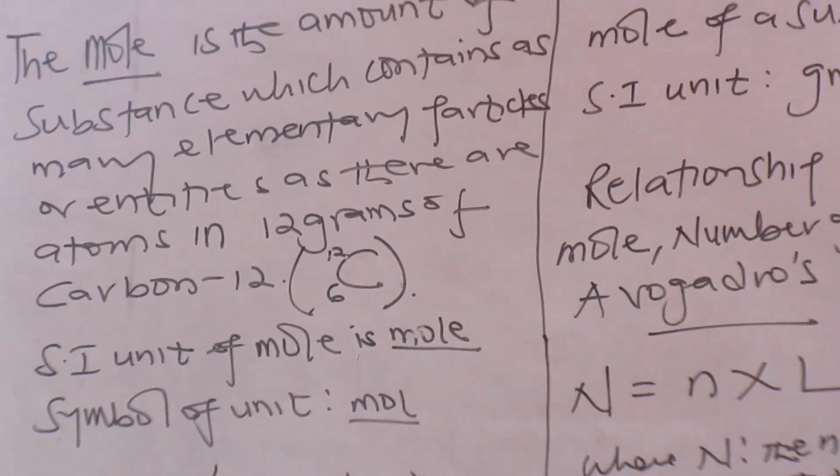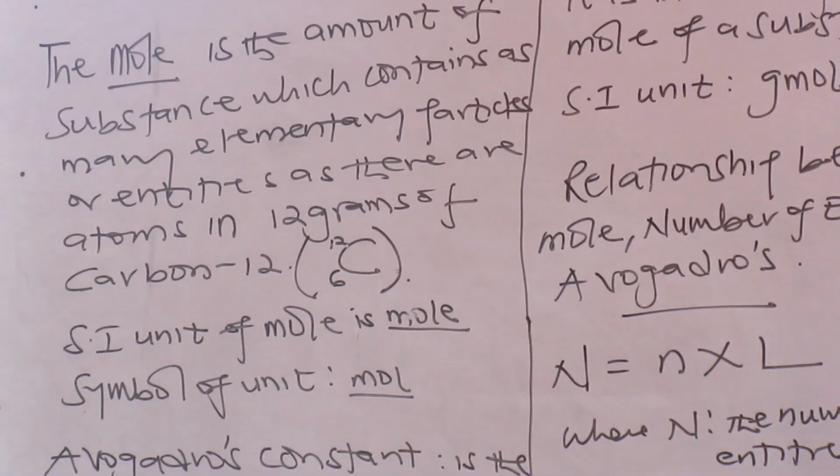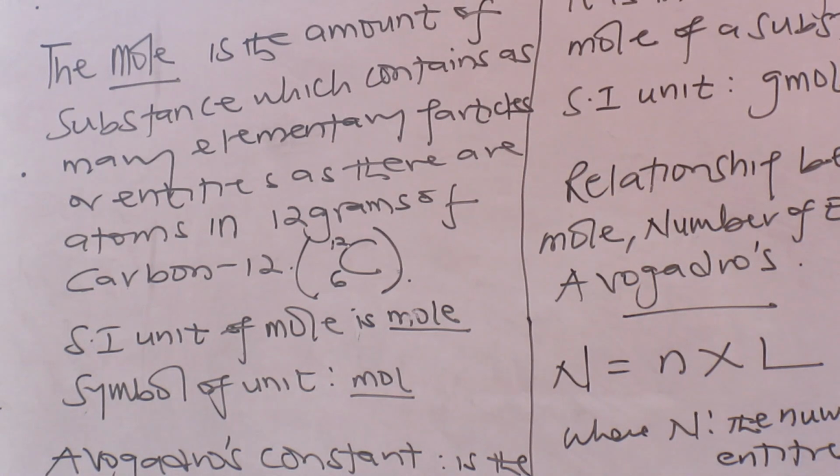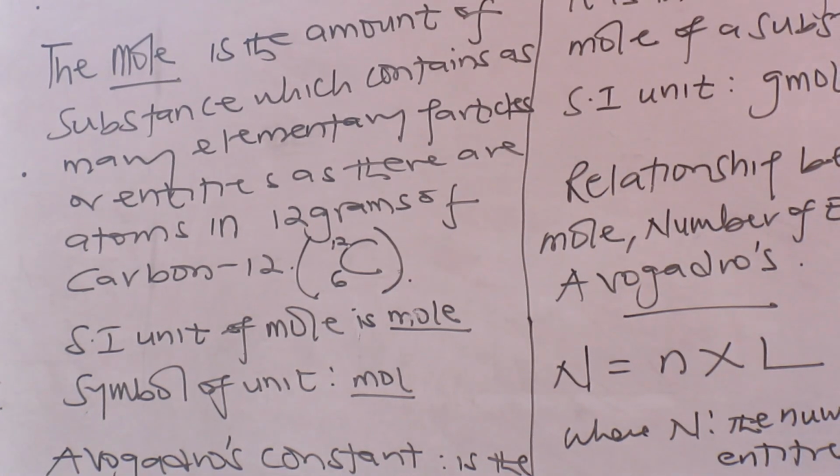Are you okay? So the amount of substance which contains as many elementary particles or entities as there are atoms in 12 grams of carbon 12. So the number of atoms you see in 12 grams of carbon 12 constitutes what we call a mole. If you don't know what a mole is, just get 12 grams, not 15 or 17 grams. Just weigh 12 grams of the carbon 12. What you see inside is equivalent to what? A mole.